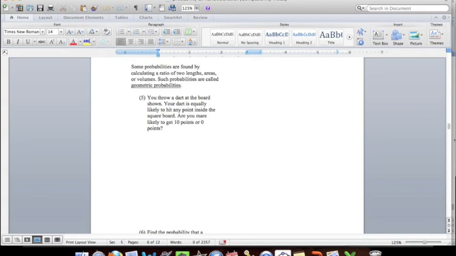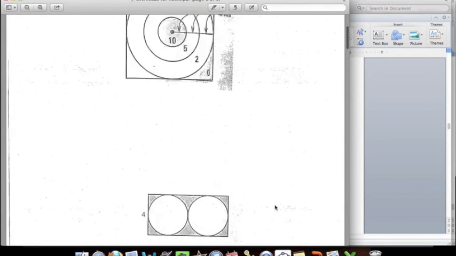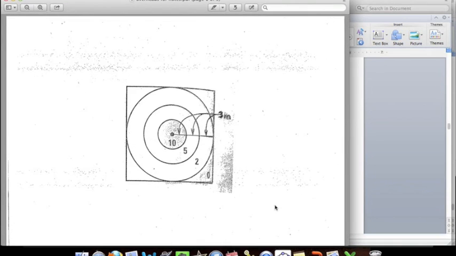So number 5 says you throw a dart at the board, you are equally likely to hit anywhere on the board. You will definitely hit the board, but you may hit anywhere on this board. Are you more likely to get 10 points or 0 points? Now, if this board is well designed, a random throw should not be able to earn you a lot of points, right? So if this board is well designed, we should be more likely to get 0 points than 10 points. But we want to make sure that actually happens. So the dartboard it refers to looks like this.